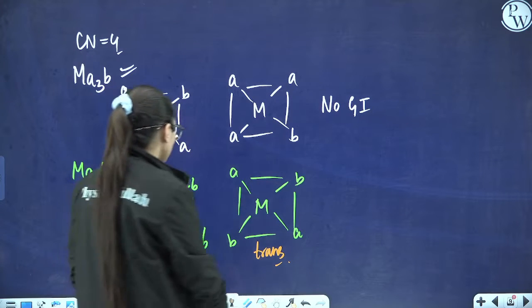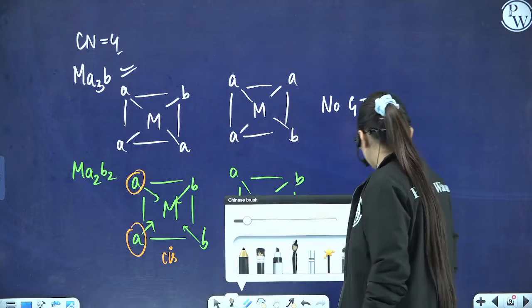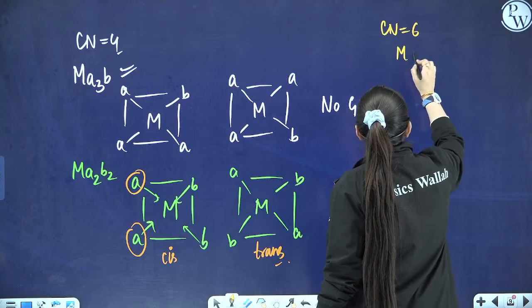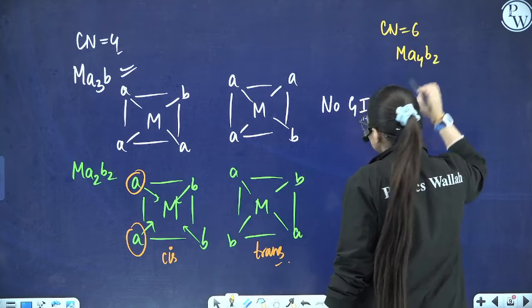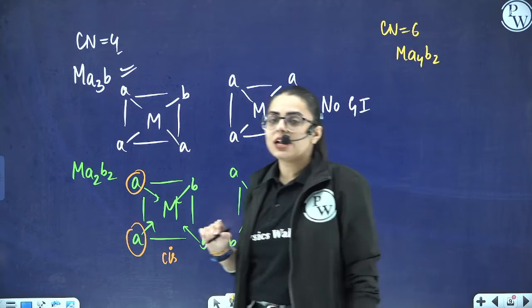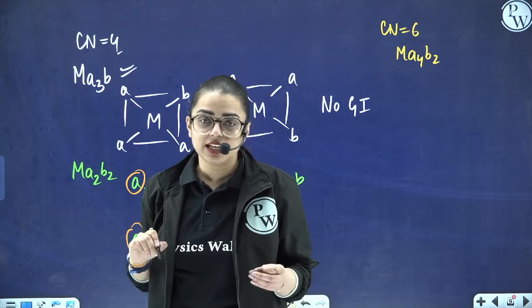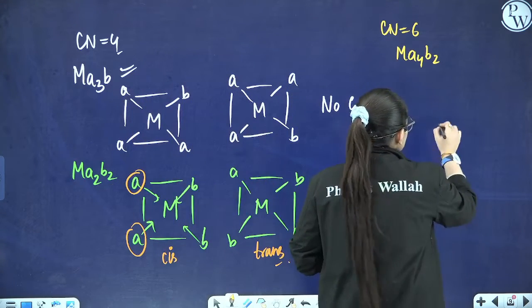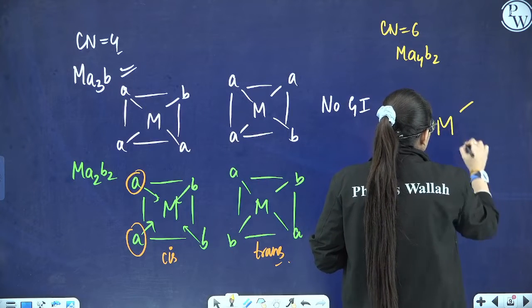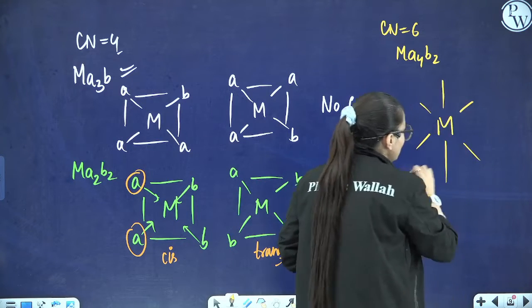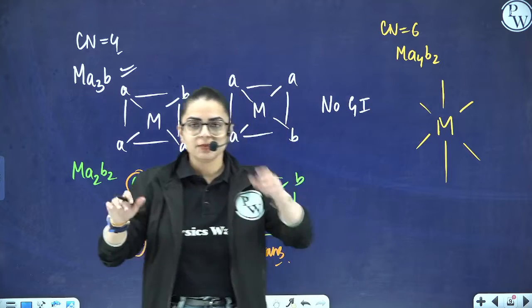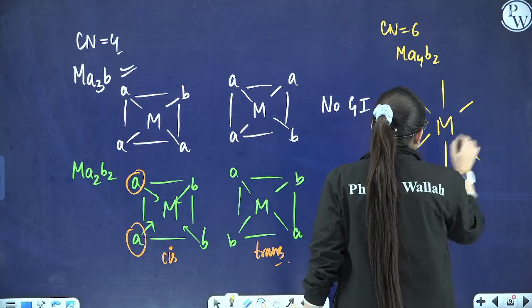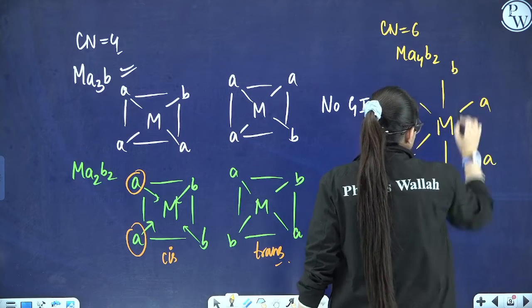Now if I talk about octahedral complex, that means coordination number 6, let us take an example of Ma4B2. Here, coordination number 6 means 6 ligands, 4A and 2B. How shall we represent it? We have the central metal atom, and it shall look like this. 4 will be present in plane, and 1 over here, 1 over here. So here it is A, and this is BB respectively.